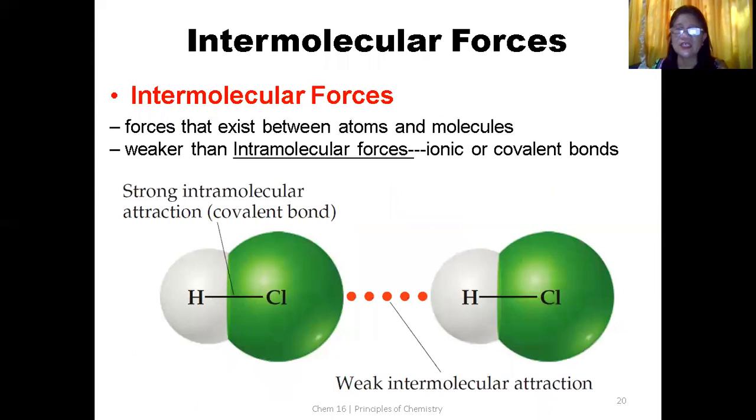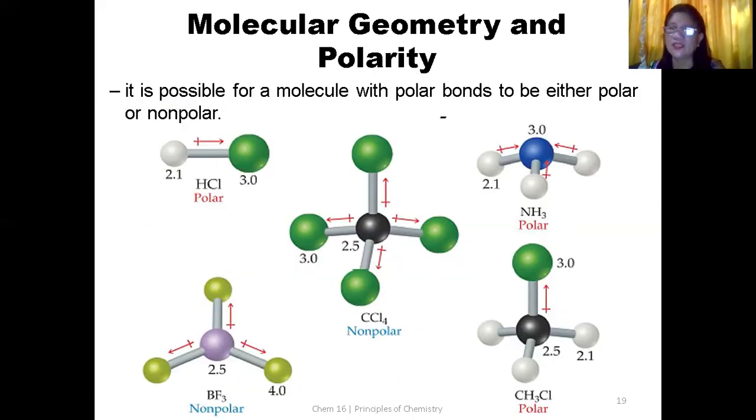The range is, if it is lesser than 2, I think, it is polar. Okay. More than 2, it's non-polar. Okay.